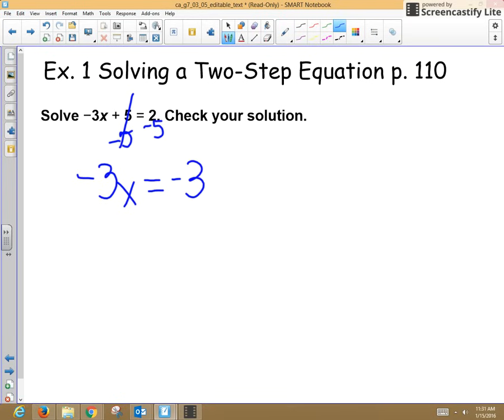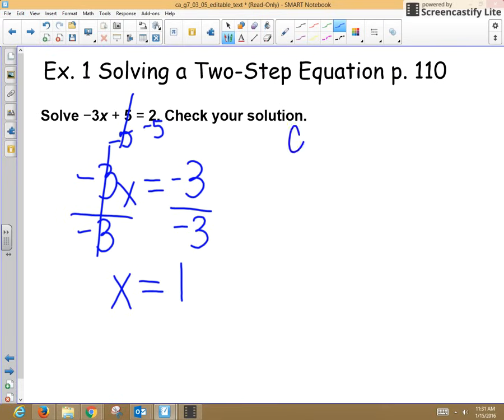Now we isolate x. To undo the multiplication, we divide both sides by negative 3. Negative 3 divided by itself is 1x, or simply x. Negative 3 divided by negative 3 is 1. So it looks like x equals 1.